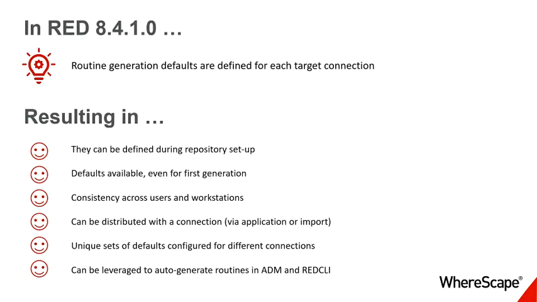From 8.4.1, the routine generation defaults are defined for each target connection. That means they can be set up during repository setup. The defaults are available even from the first object generated. There's consistency for all users and workstations. They can be distributed with a connection via an application or import. Unique sets can be defined for different connections, and they can be leveraged to auto-generate routines for applications deployed with ADM.